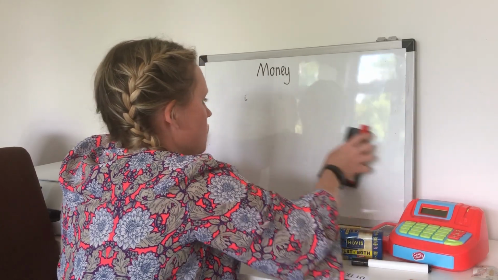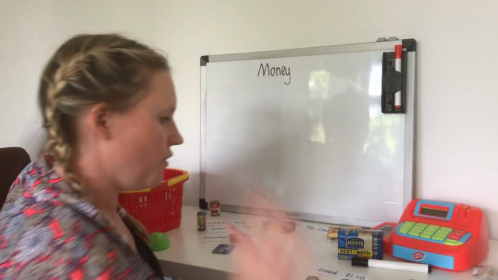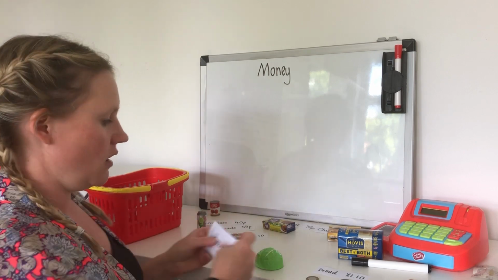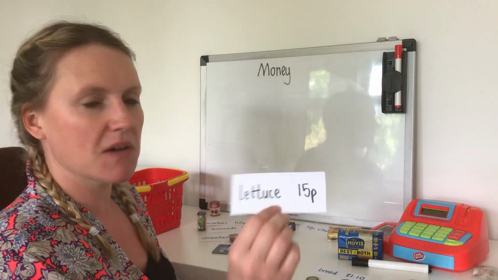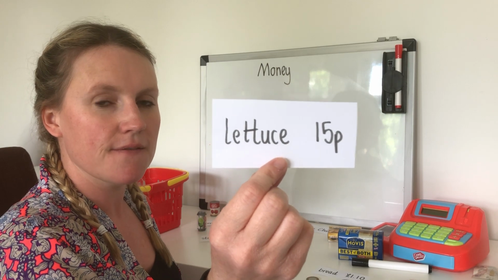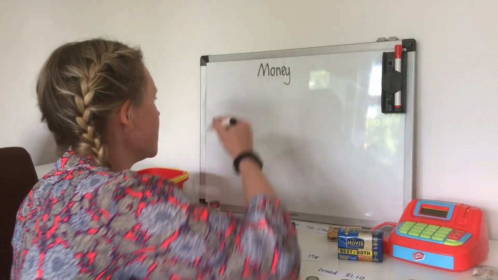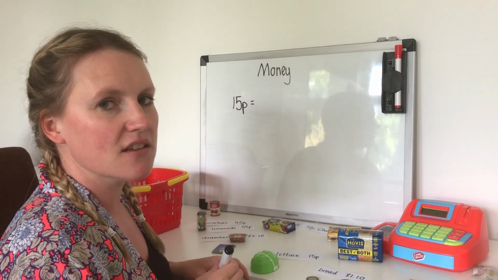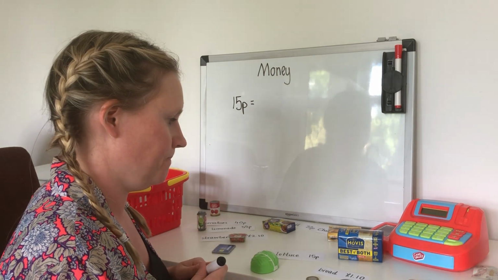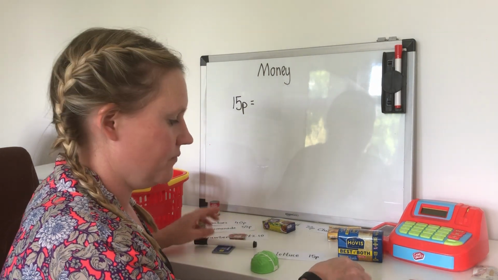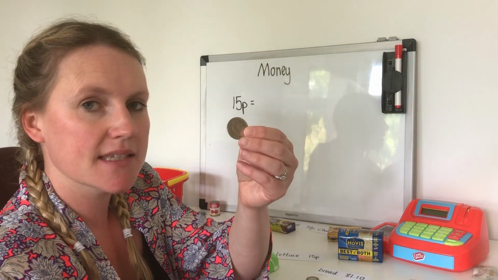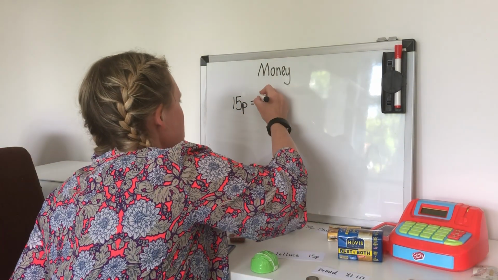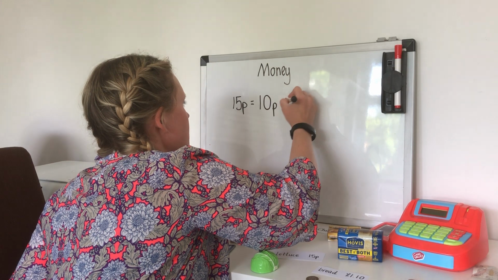And then we're going to look at 3 more things to buy. So let's think. Ooh, I don't know if I showed you this one. I would like to buy some lettuce. How much does my lettuce cost? 15 pence. So let's write that down. Which coins would I need to buy a lettuce for 15 pence? I would need a 10 pence and a 5 pence. 10 pence plus 5 pence.